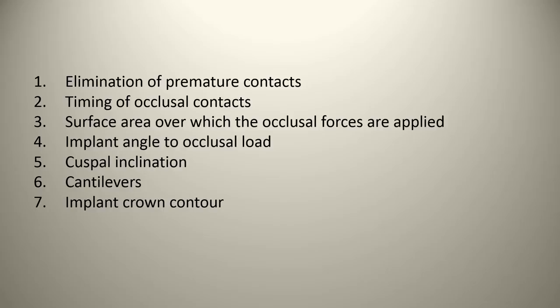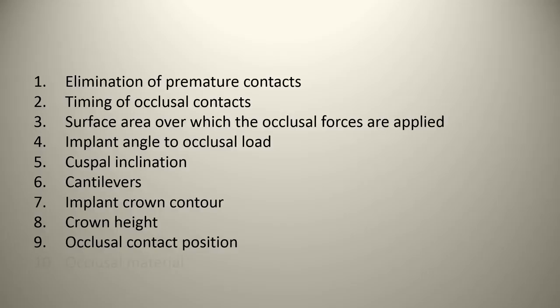Some people I've heard actually restore teeth outside of occlusion, about half a millimeter out of occlusion, so there is no occlusion. I wouldn't necessarily advocate this for all cases, but in patients who are perhaps a bruxer or unreliable, you may want to consider something like this. Occlusal contact position, and finally, the occlusal material that is used. And in this sense, we're talking about using something like metal as compared to having a porcelain occlusal for the patient.